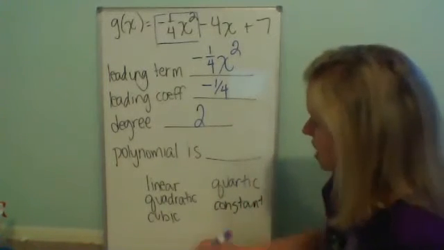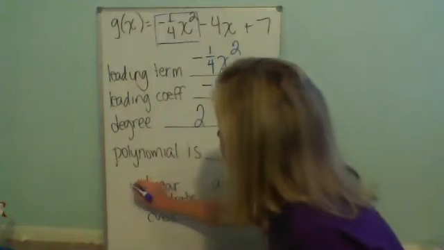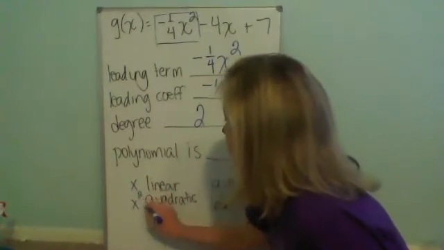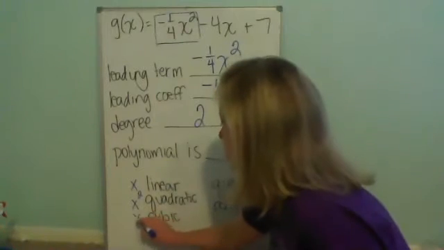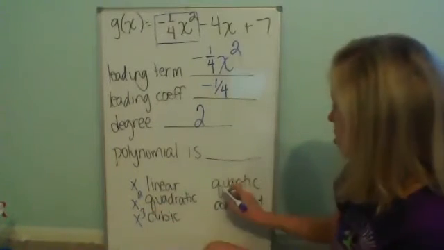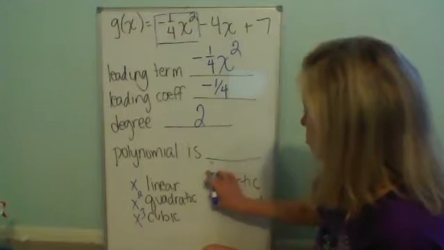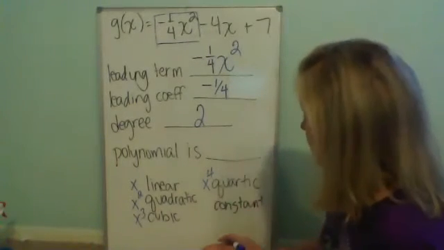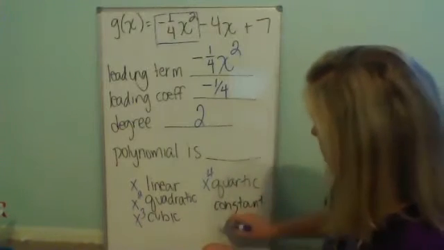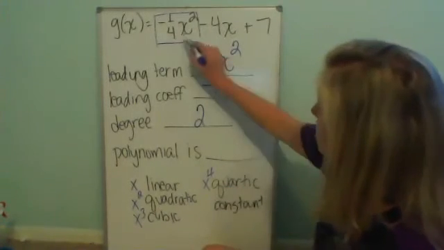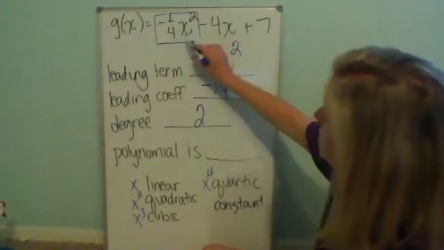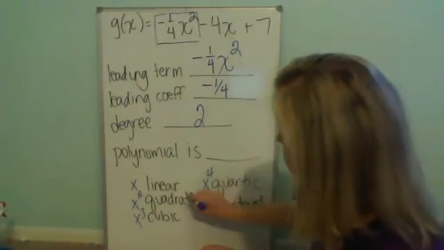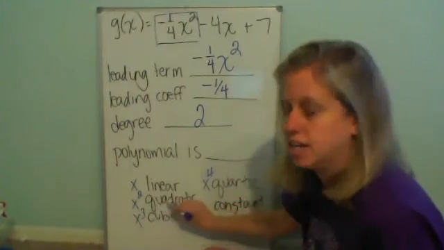So let's see. Linear would mean the highest exponent up here, you would just see the highest one would just be an x. Quadratic, the highest is x squared. Cubic, the highest is x to the 3rd. Quartic would be x to the 4th. And constant, there wouldn't even be an x. You would just see a number, okay? And we don't have any of those. So which one of these is this? What's the highest exponent or the leading term? It's an x squared. X squared means it's what? It is quadratic.